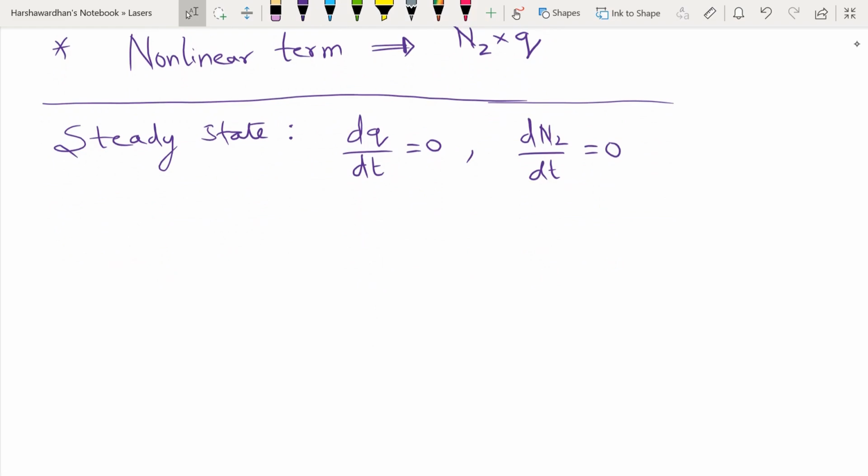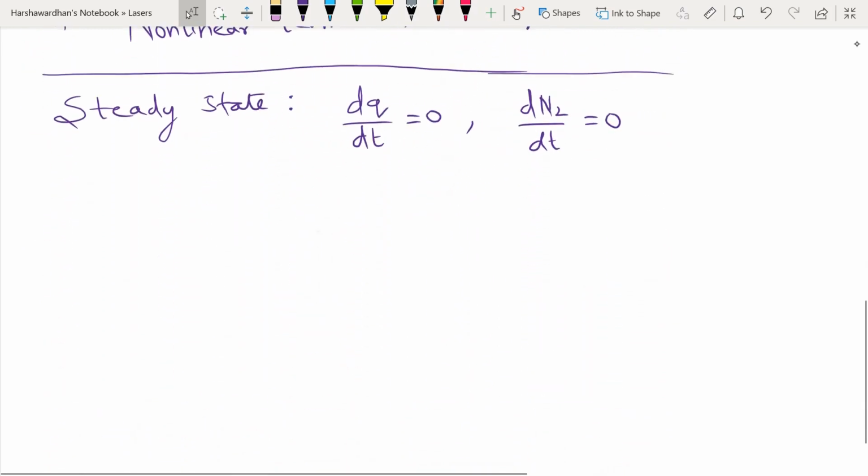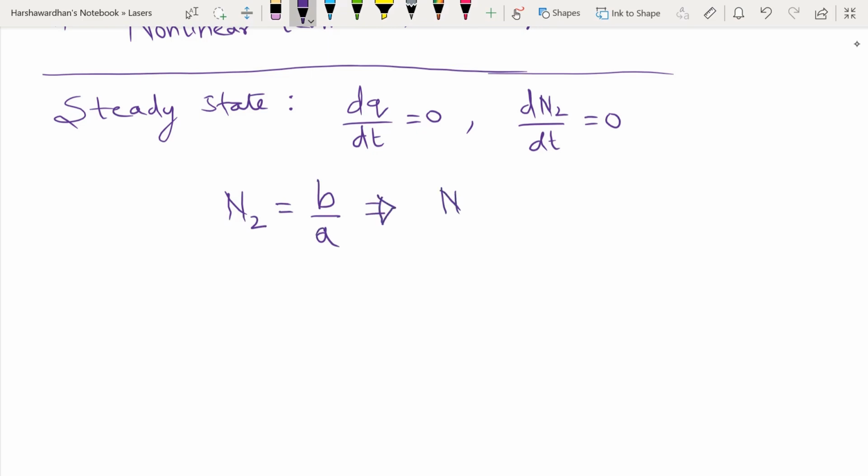So let's take the first equation, right? And set dQ by dt to 0, and you will see that quickly I can come to this relationship that my N2 should be equal to B by A, and this quantity is what I call N2 threshold. So it appears as though in steady state, the number of atoms in the excited state have to take this value for me to arrive at a steady state in the photon number.